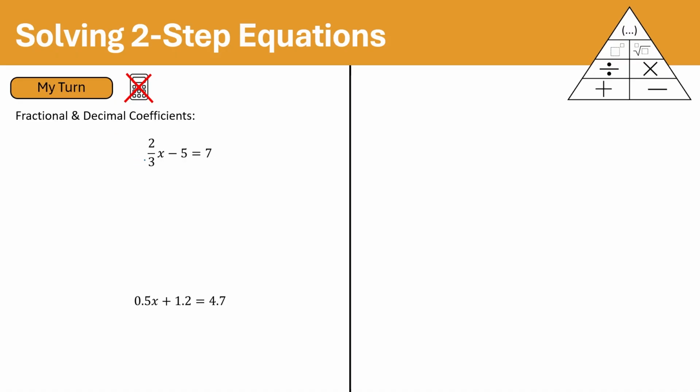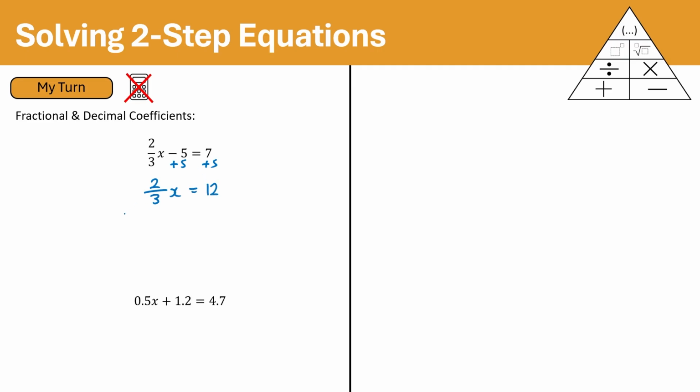I'm showing you lots of different types of equations in this lesson. Our next examples have fractional and decimal coefficients. So here we see 2/3 of x subtract 5 is equal to 7. I will undo subtracting 5 first, so I'll add 5 to both sides. On the left, that leaves me with 2/3 x. And on the right-hand side, that gives me 12.